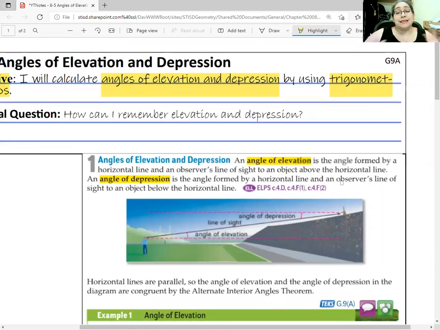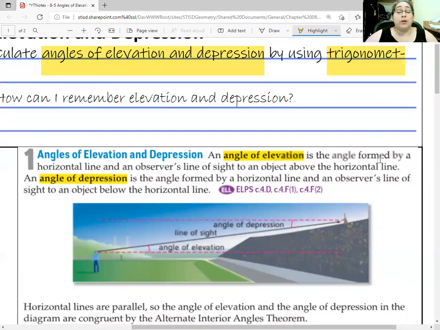Before we get started, let's get some vocabulary words out of the way. We want to know what an angle of elevation and angle of depression are. Angle of elevation is if you're standing flat like this and you look up at something, that angle that you tilt your head up, that's an angle of elevation. Conversely, if you're looking forward and you look down for something, that is your angle of depression. So angle of elevation goes up and angle of depression goes down.